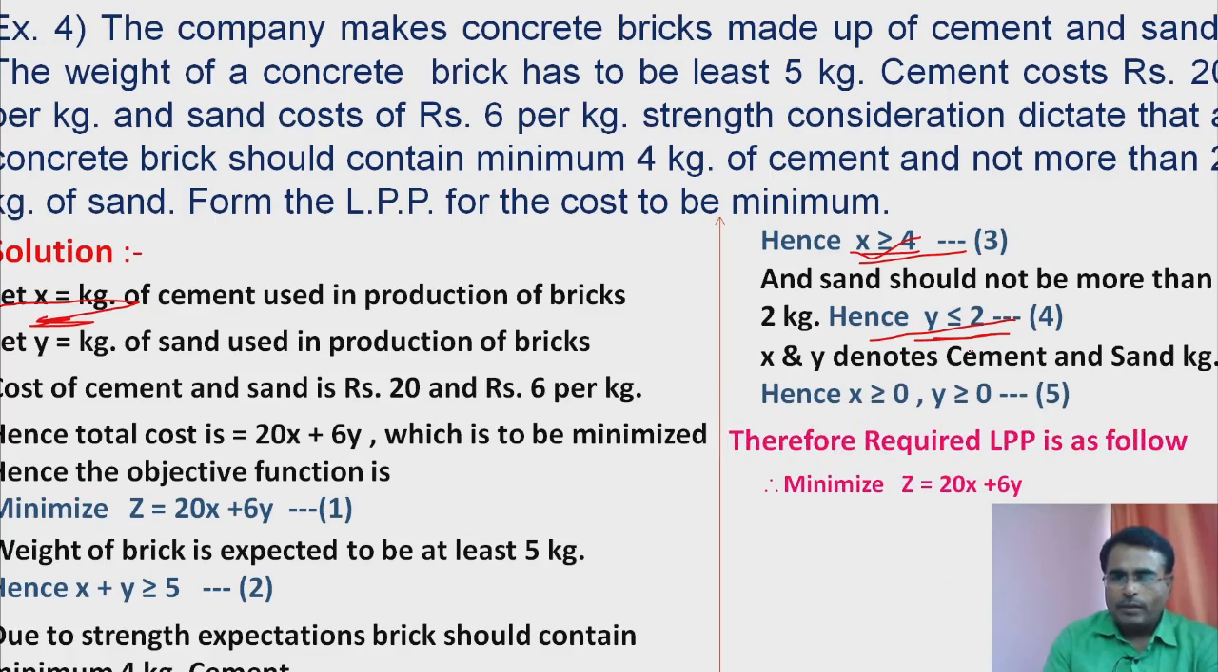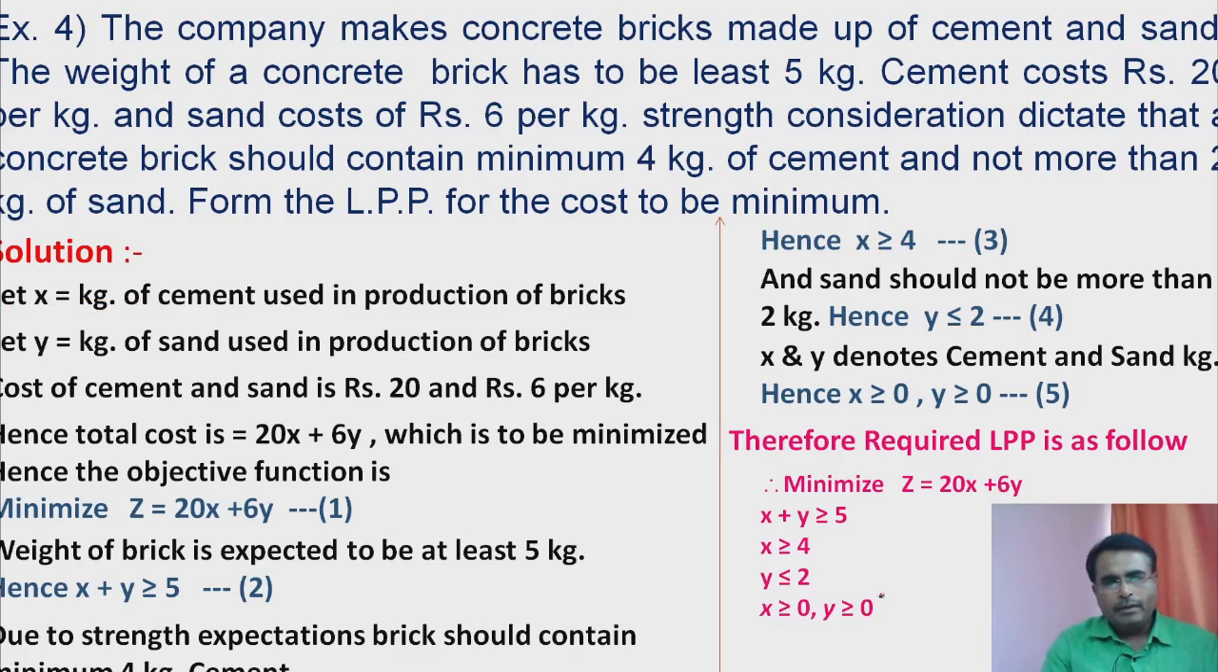Hence, the required LPP is: minimize z = 20x + 6y, subject to x + y ≥ 5, x ≥ 4, and y ≤ 2, with the non-negativity restrictions x ≥ 0 and y ≥ 0. In this way, you can formulate any linear programming problem.